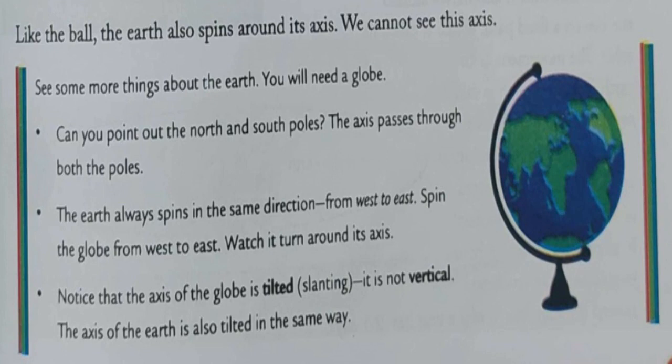See some more things about the Earth. You will need a globe. Can you point out the north and south poles? The axis passes through both the poles. The Earth always spins in the same direction, from west to east. Spin the globe from west to east. Watch it turn around its axis.